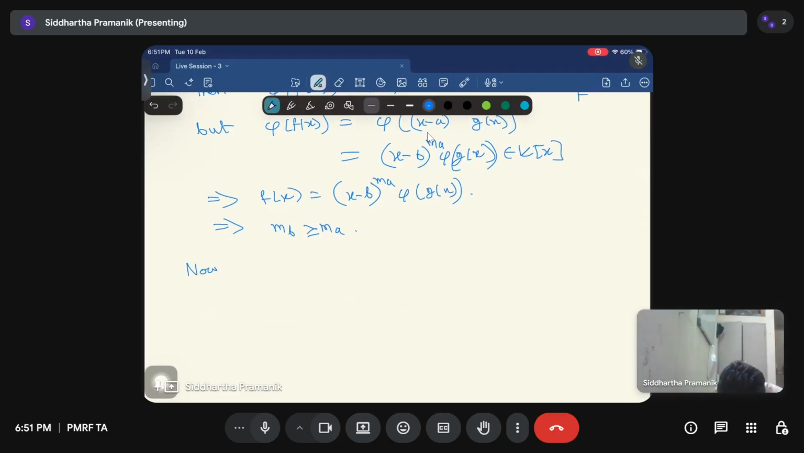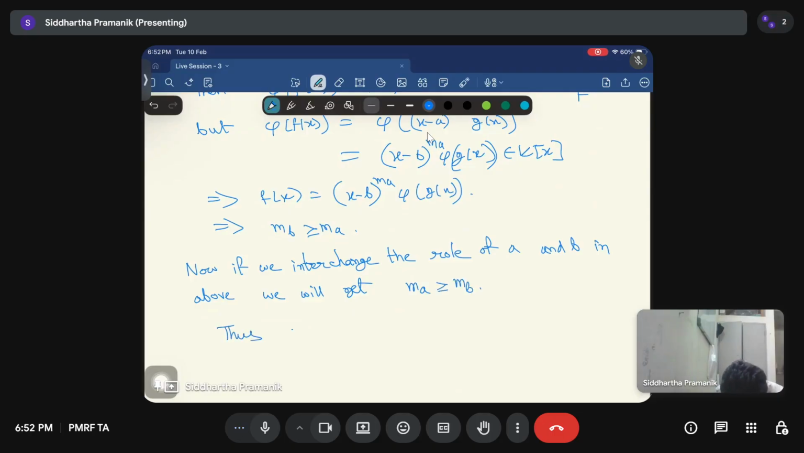Okay, now if we interchange the role of a and b in the above, we will get multiplicity of a has to be multiplicity of b. So from this we are getting multiplicity of a has to be multiplicity of b. So this proves this statement.